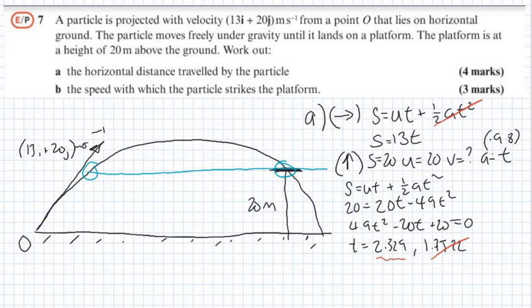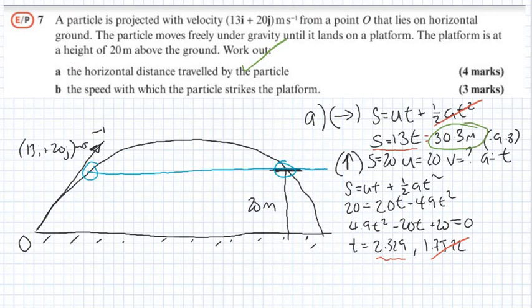Now we go back to our horizontal equation and substitute our t. So 13 times 2.329 gives us a distance of 30.3 meters. And that is part A taken care of.